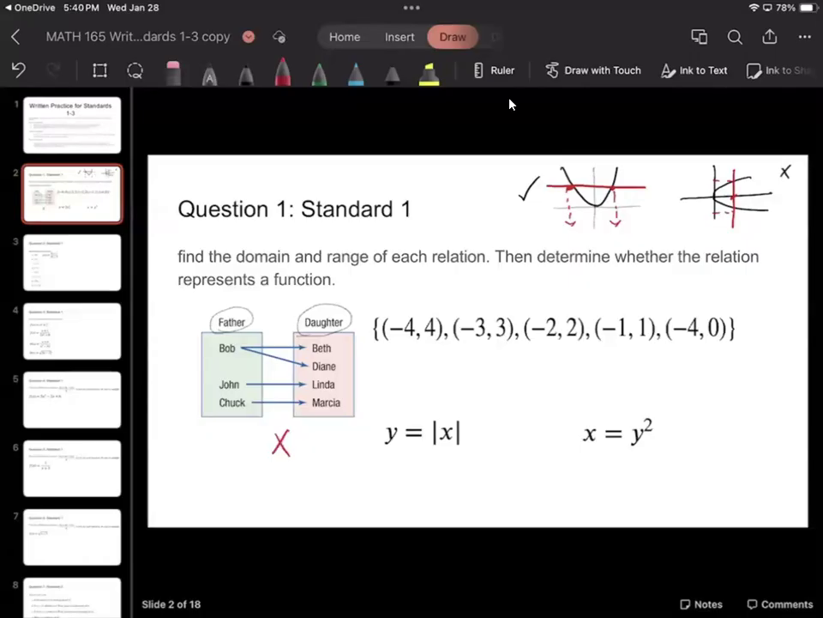So let's look at this. Here you have -4 is an input having two separate outputs. So no. This absolute value of x function relation is a function because every input has only one output, whereas this is not a function because this can be rewritten as y equals plus or minus square root of x, which means every input will have two outputs, right? So that is not a function.